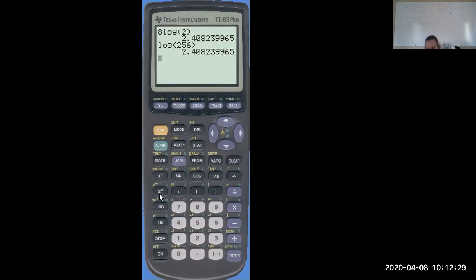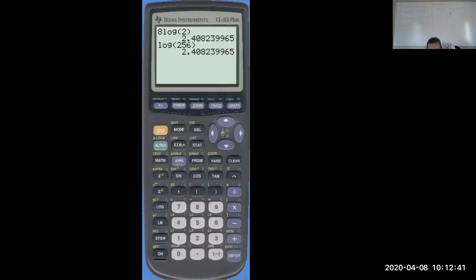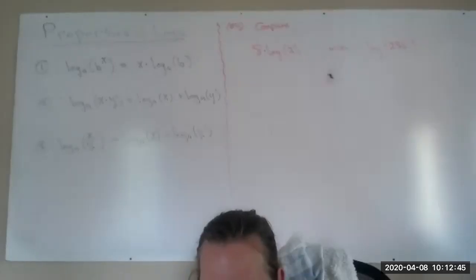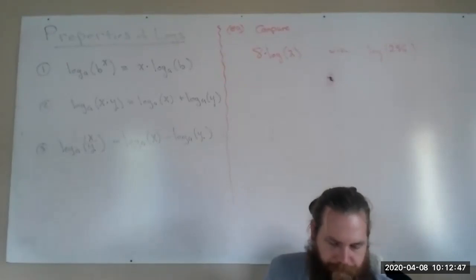So what's going on here is I can apply property 1 to bring that 8 inside. Was Zoom freezing? Tell me Zoom isn't freezing. No, we're good. Okay. I can use that first property over there to bring the 8 inside as a power, and I'll show you what I mean.